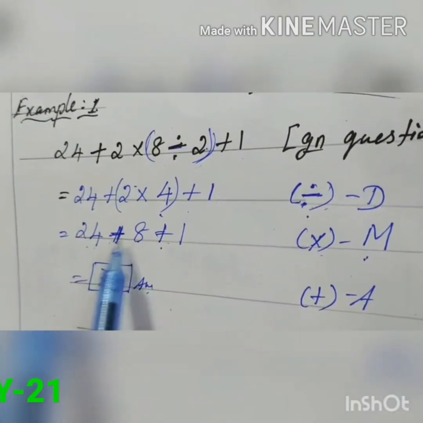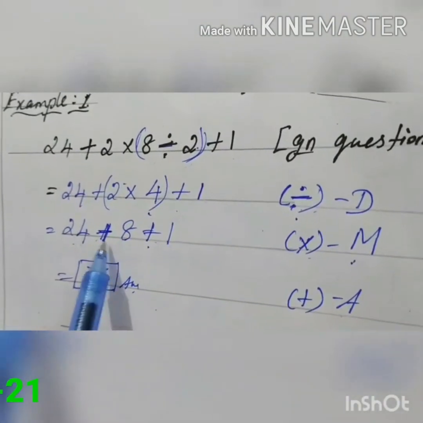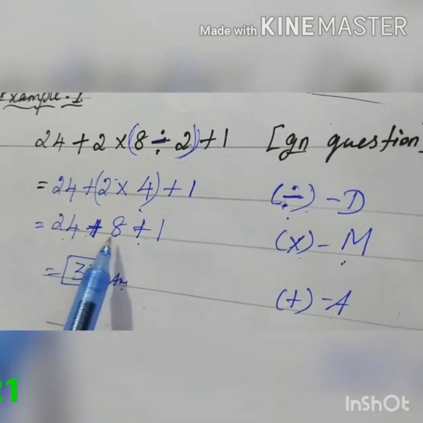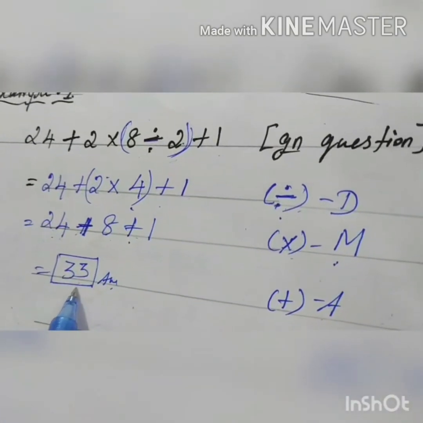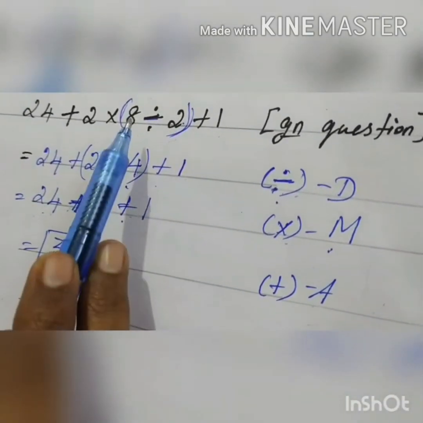After that, everything is a plus sign. So at the last you can add everything. 24 plus 8 plus 1, that is 33, is the answer. Is it clear, students?